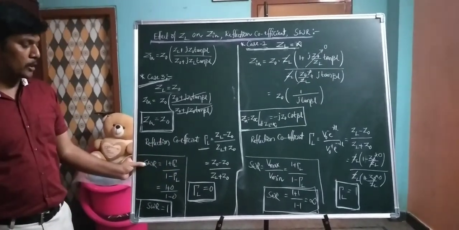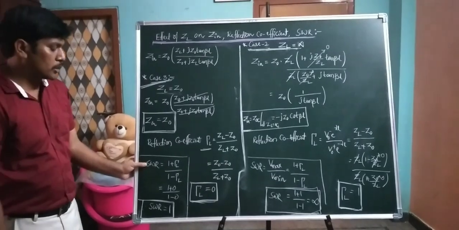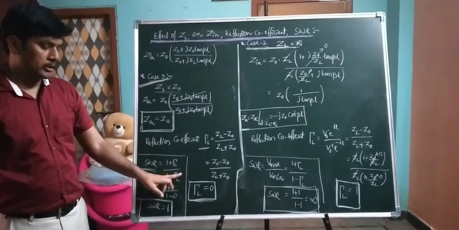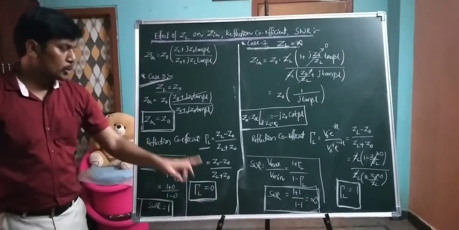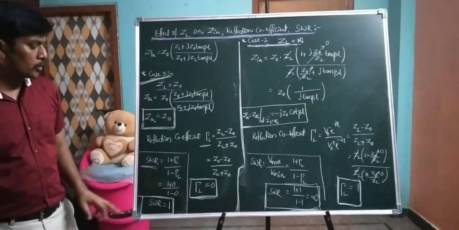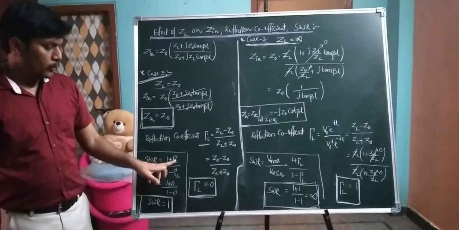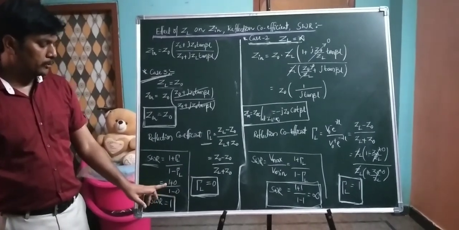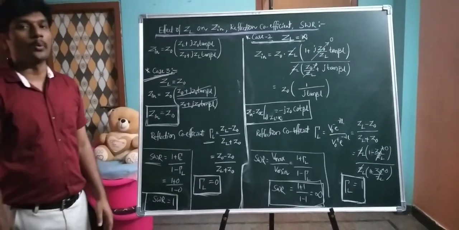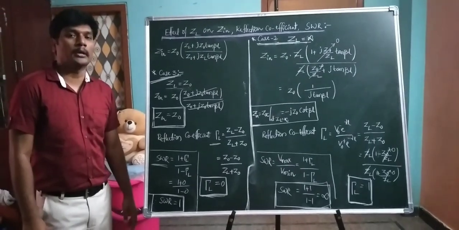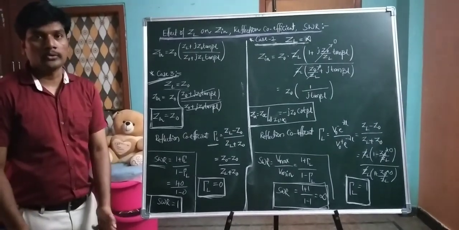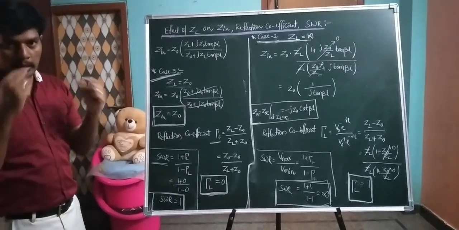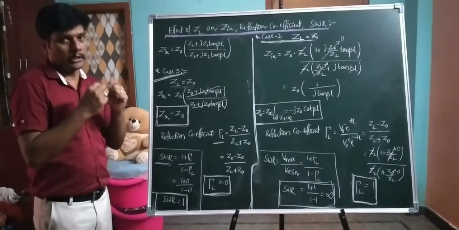Then what about the next parameter, standing wave ratio? What is the standing wave ratio? The standing wave ratio is equal to 1 plus rho L divided by 1 minus rho L. Where rho L equal to 0 for perfectly matched, that is ZL is equal to Z0. In that, when rho L equal to 0, 1 plus 0 divided by 1 minus 0. So we get 1 divided by 1. So standing wave ratio equal to 1. That means V max divided by V minimum equal to 1. So V max equal to V minimum. So both levels are maintaining the same voltage levels, right?